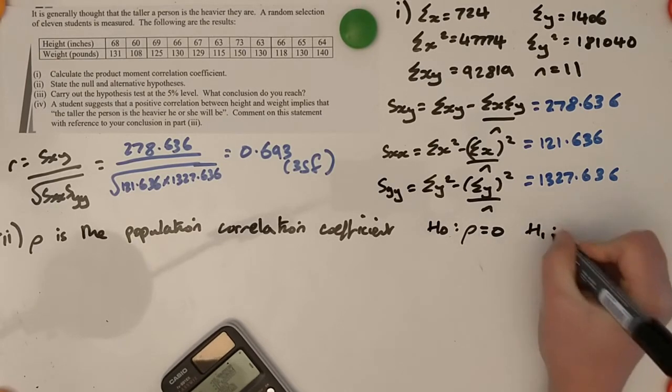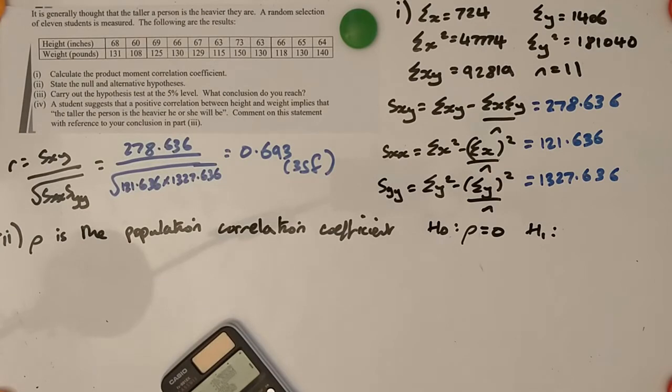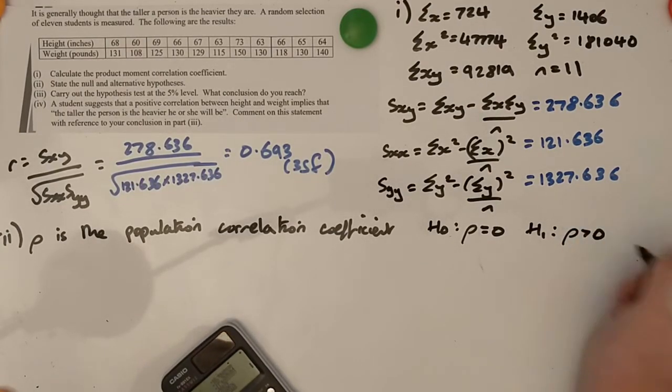And my H1, because it's generally thought that the taller a person is the heavier they are, that's assuming there's a positive correlation. So rho is bigger than 0. So that means this is a one-tailed test.